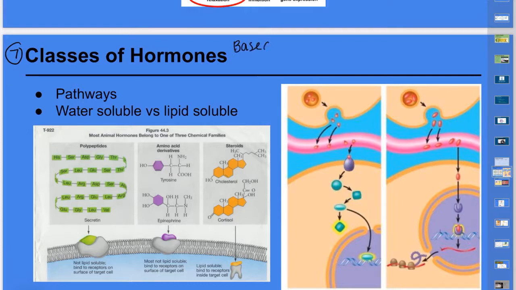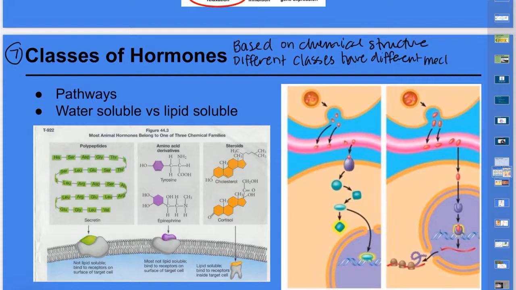Okay, now let's talk about number 7, which is about classes of hormones. So hormones can be classified into classes based on their chemical structure. And because of their chemical structure and the behavior of that chemical structure, they have totally different mechanisms. We'll call them classes, and they have different mechanisms.